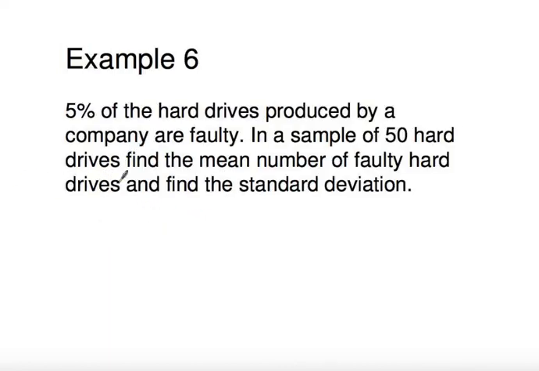So here we have an example: 5% of the hard drives produced by a company are faulty, in a sample of 50 hard drives. Find the mean number of faulty hard drives and the standard deviation. So first thing to do is identify the distribution. If we say x is the number of faulty hard drives.